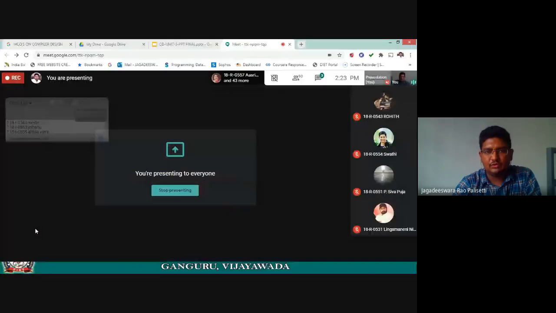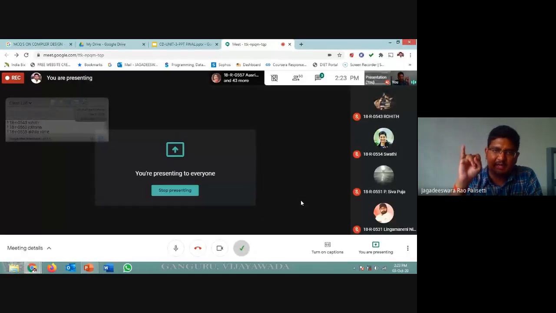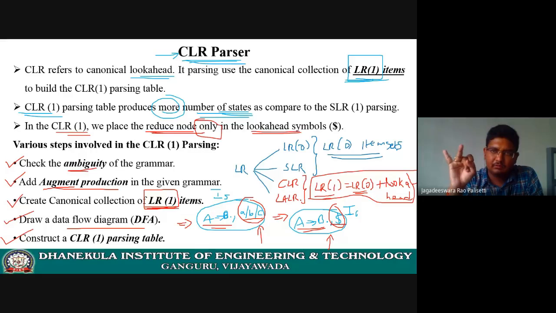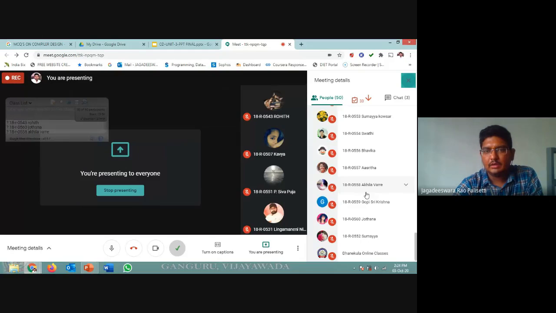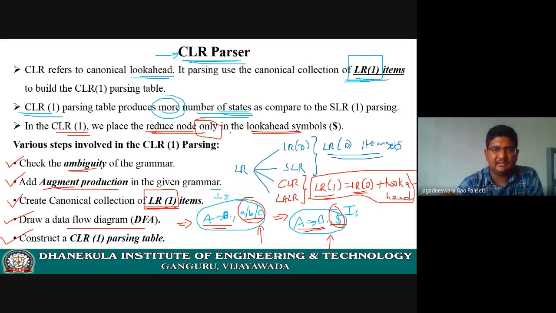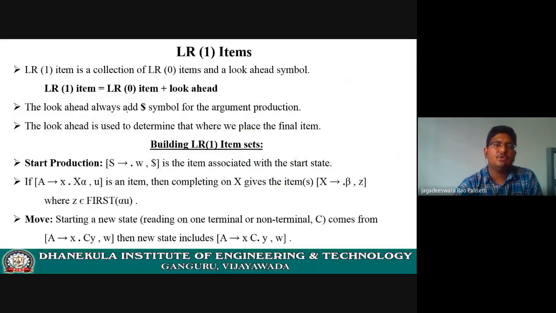Does anyone have any doubts up to here? What is a look ahead symbol? What is the importance of maintaining the look ahead symbol? What is the difference between LR(0) and LR(1)? Maybe I conveyed about these three. If you have any doubts, you can raise your voice. Any doubts? Anyone? Okay, then I will go to the next slide, and I will explain how you are going to create LR(1) item sets.